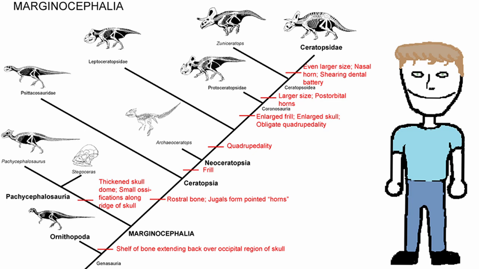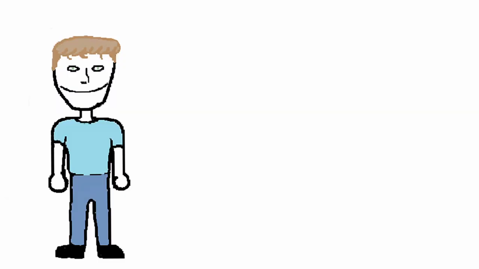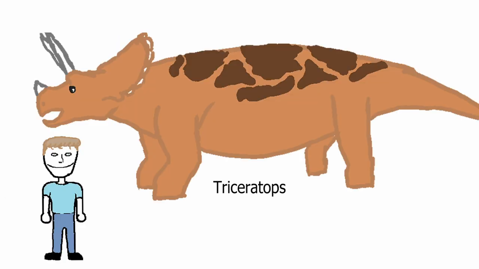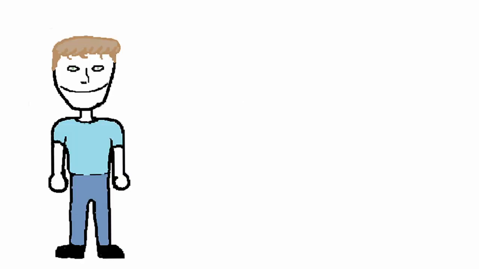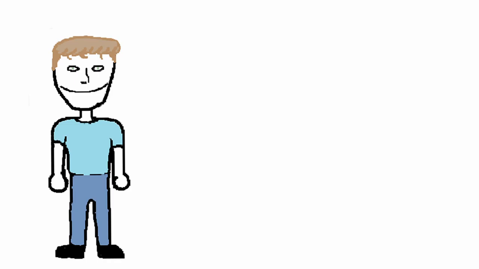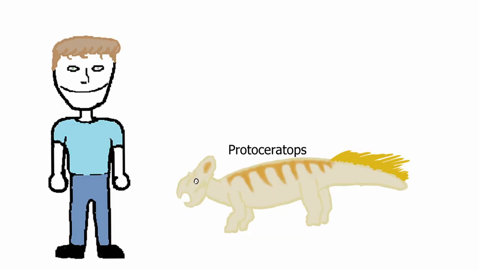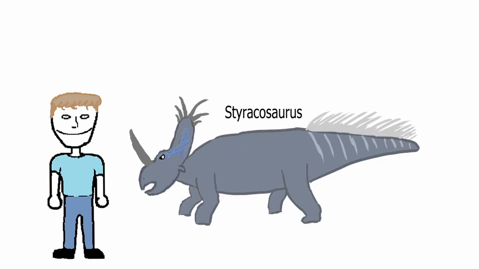Finally, Marginocephalia was the group of dinosaurs with protection on their skulls. The most famous dinosaur of this group would be the Triceratops, even though they've got a way cooler cousin, but it's whatever. These herbivores were extremely dangerous and likely territorial and aggressive. This group contained pachycephalosaurids, protoceratopsids, and ceratopsids.